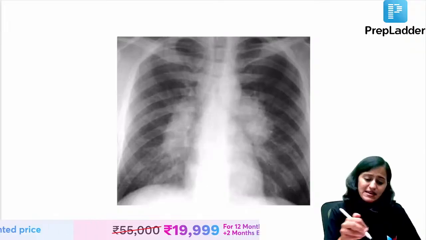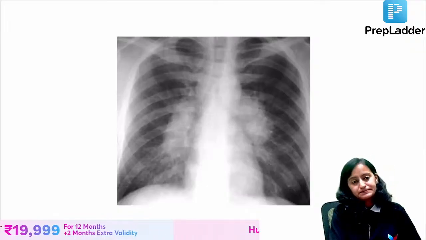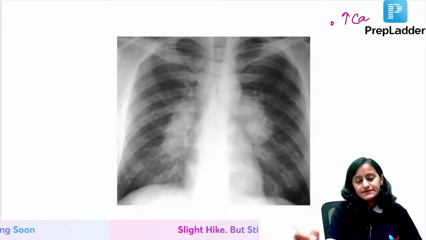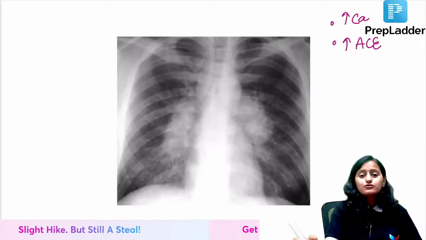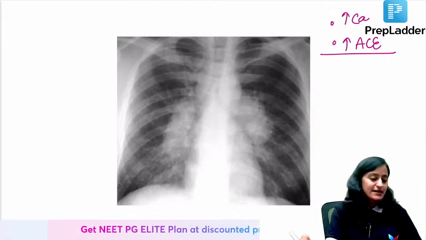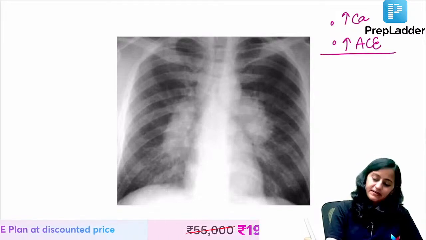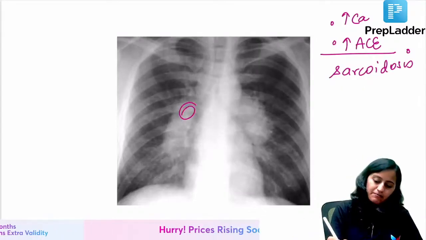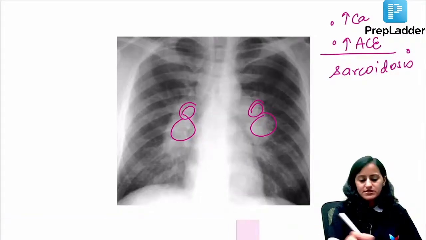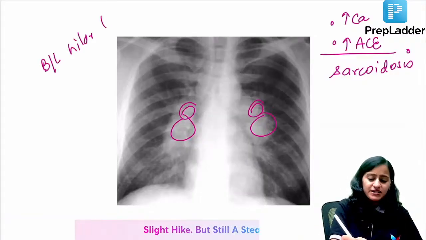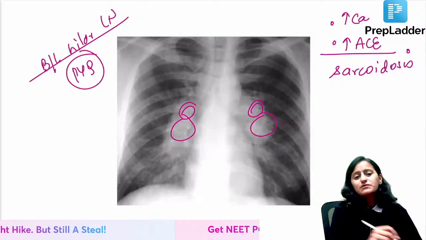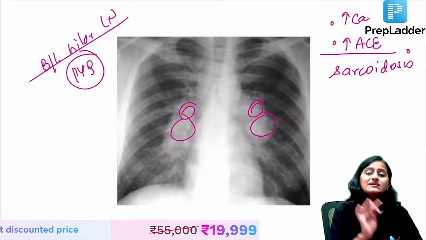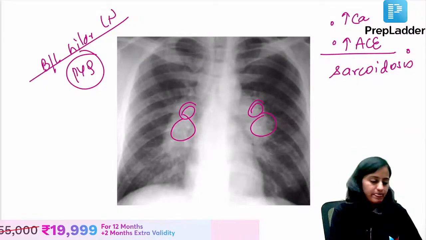Going to next one, very important. What do you think is the diagnosis here? If I tell you that this patient has increased calcium levels. Another major clue, increased ACE levels. So what is the diagnosis? Very good. This is sarcoidosis. Sarcoidosis showing bilateral hilar lymph nodes. Remember, this is also PYQ. Always you should think of sarcoidosis. Bilateral hilar lymphadenopathy, it is sarcoidosis. Very, very important.